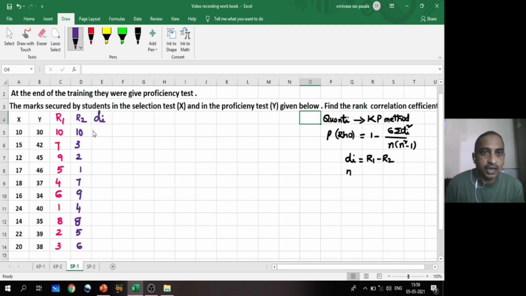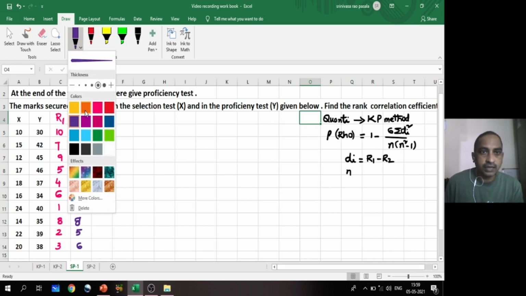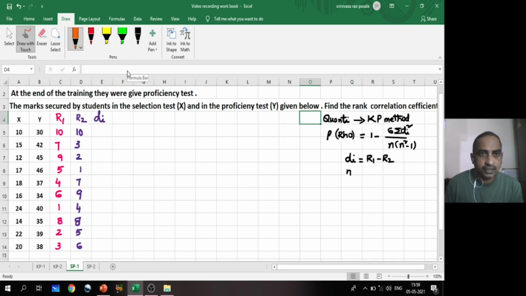Di is R1 minus R2. 10 minus 10 is 0. 7 minus 3 is 4. 9 minus 2 is 7. 5 minus 1 is 4. 4 minus 7 is minus 3. 6 minus 9 is minus 3. 1 minus 4 is minus 3. 8 minus 8 is 0. 2 minus 5 is minus 3. 3 minus 6 is minus 3. The next step is to find di square.